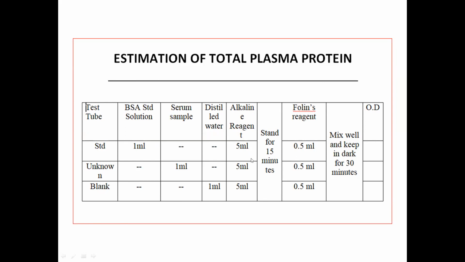After that, you will wait for 15 minutes. Stand there only for 15 minutes. Then after that, you will add the Folin-Ciocalteu reagent in all 3 test tubes, mix well, and keep it in the dark for 30 minutes. Then you have to take the OD of it.